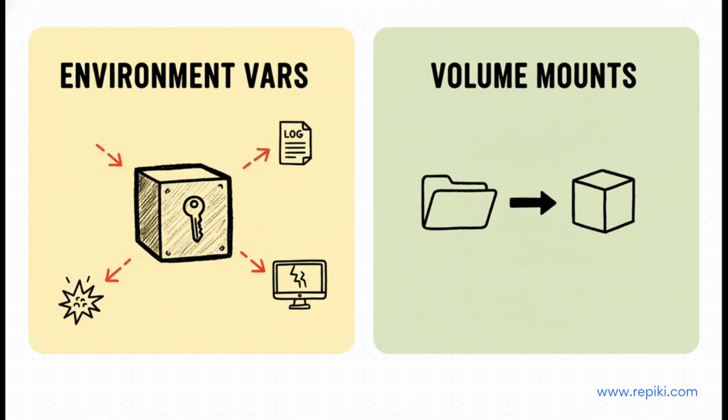Those variables can accidentally leak into your logs, they can show up in crash dumps. It's just not ideal. Plus, they don't update automatically. If the secret changes, you have to restart your whole pod. Your other option is to use volume mounts.